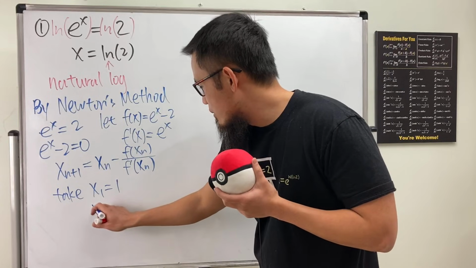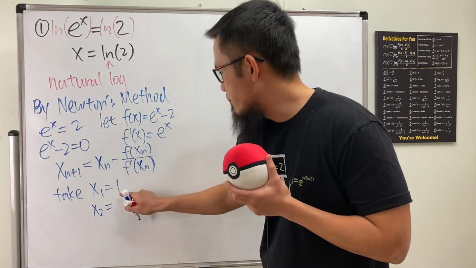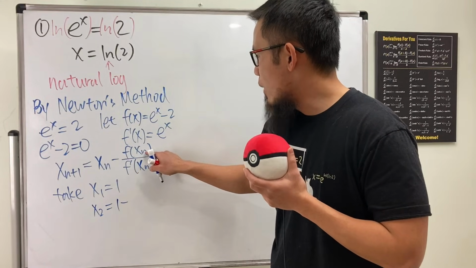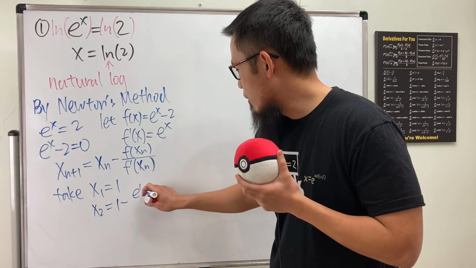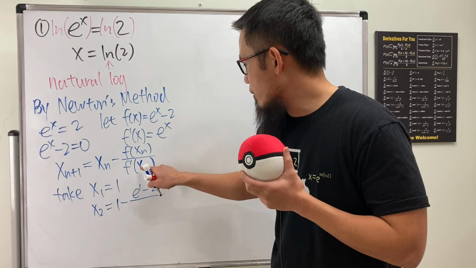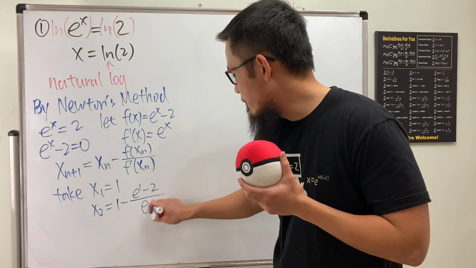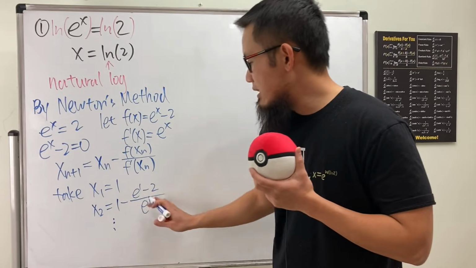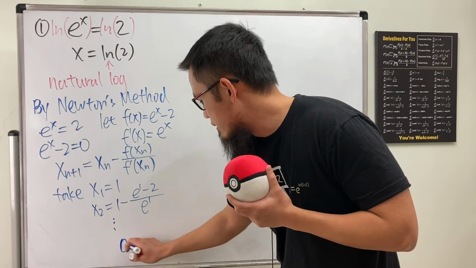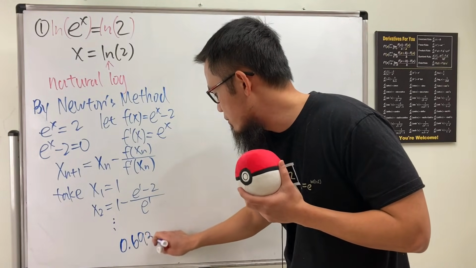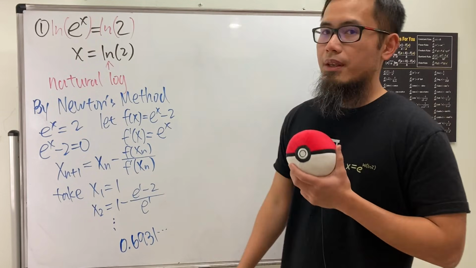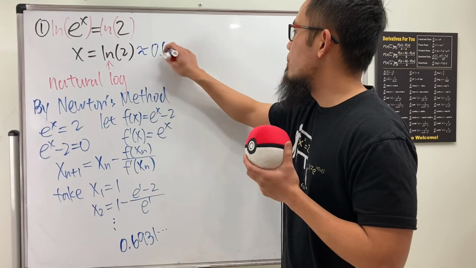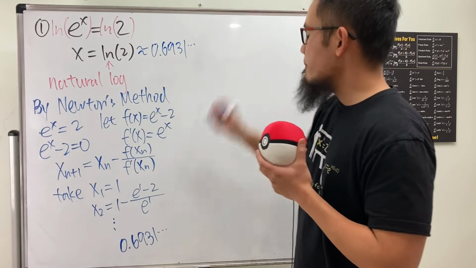And then you can just go ahead and do x_2, where you just put 1 in here and here and here. So you have 1 minus f of 1, which is e to the first power minus 2, over, you're plugging 1 into the derivative, e to the first, and so on, so on. And if you do it enough times, you will see that this value is going to converge to 0.6931, and so on. And that's just how you can compute ln 2, which is about 0.6931, right?